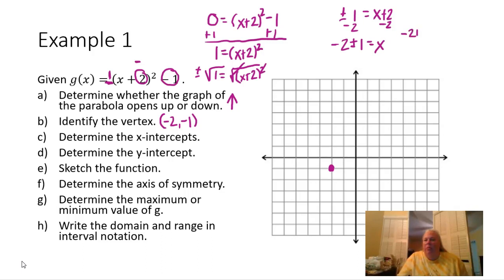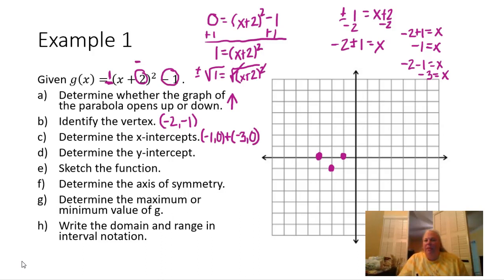If -2 plus 1 is equal to x, then x is equal to -1. That's an x-intercept. And we can plot it right here at the point -1, 0. If -2 minus 1 is equal to x, then x is going to be equal to -3. There's my other x-intercept, and I can plot that one right here. Okay, so for part C, the x-intercepts are at -1, 0 and -3, 0.